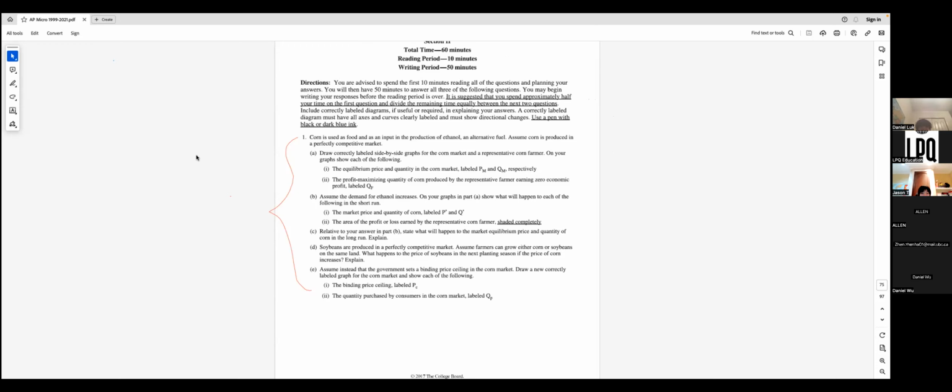So the keyword is that now the firm is earning zero economic profit. Yeah, that is the key. By highlighting this, you know your ATC must be tangent with your demand curve. Okay, so let's do question A together.